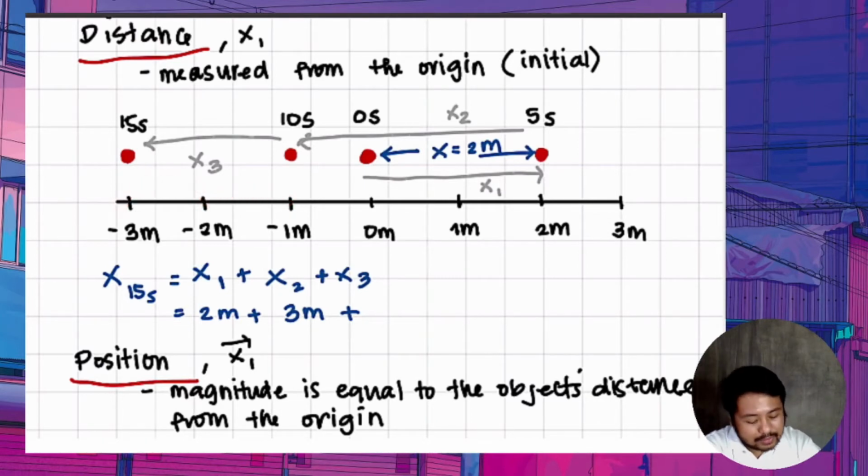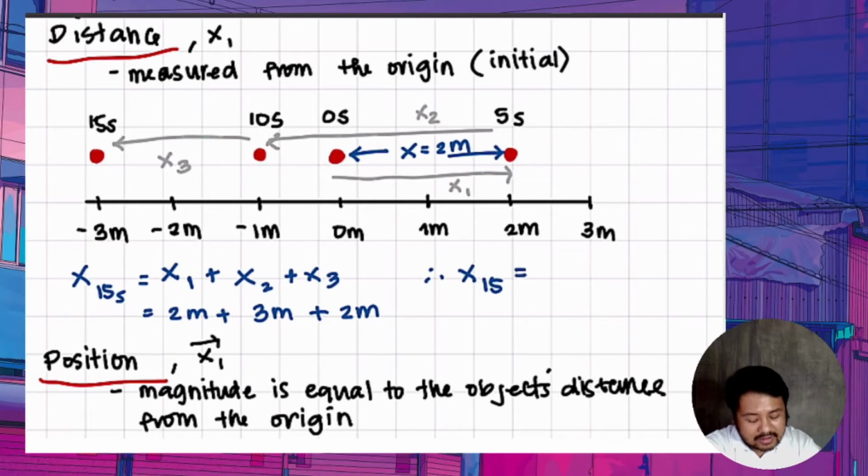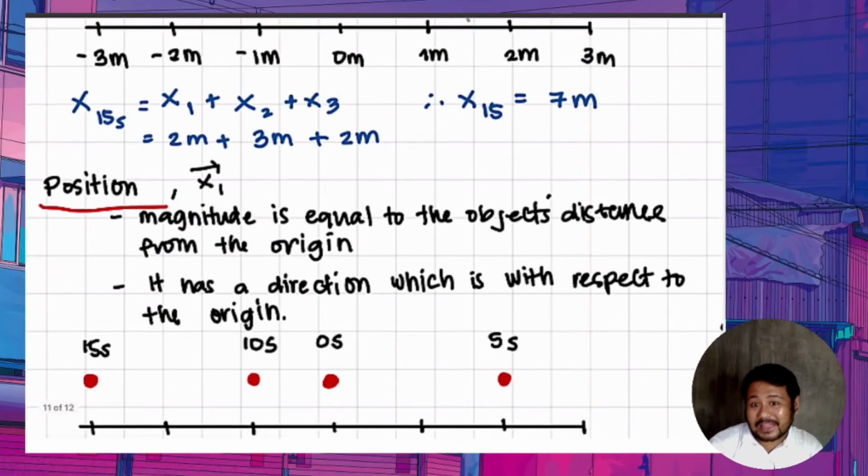So, 2 meters. So, meaning, the distance na na-travel ng ating particle going to that 15 seconds is 7 meters. So, that is our distance. The total distance na travel ng ating particle. Not just -3 meters. Kasi iba yung -3 meters or iba yung 3 meters. Okay? We now have that as position, yung negative niyan.